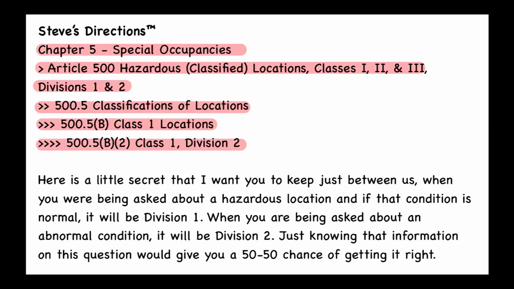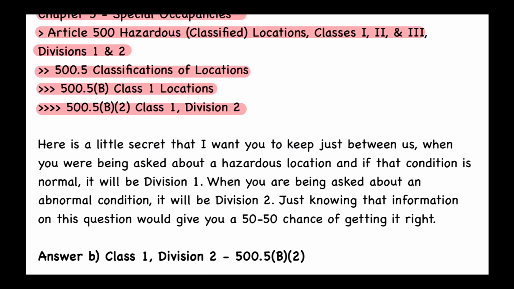All right, so let's see what I have here in the commentary. So here is a little secret that I want you to keep just between the two of us. When you are being asked about a hazardous location, and if that location is normal, it will be Division 1. When you are being asked about an abnormal condition, then it's going to be a Division 2. Just knowing that information on this question would give you a 50-50 chance of getting it right. All right, so the answer again to this question is going to be B, and that's going to be a Class 1, Division 2, and the reference is 500.5(B)(2).